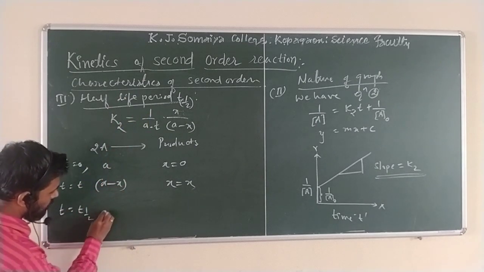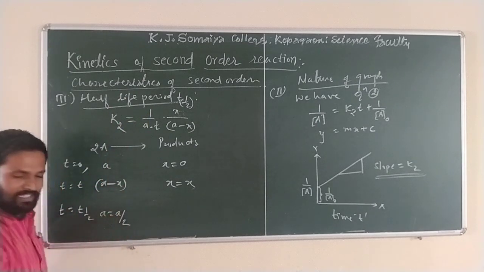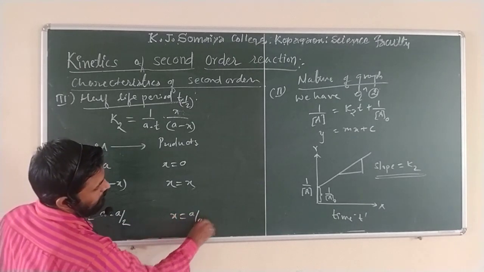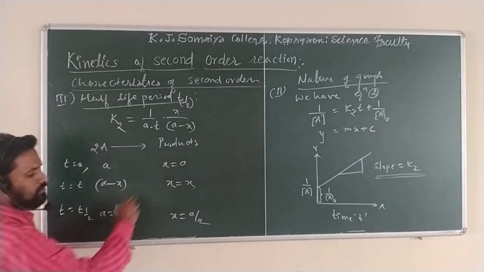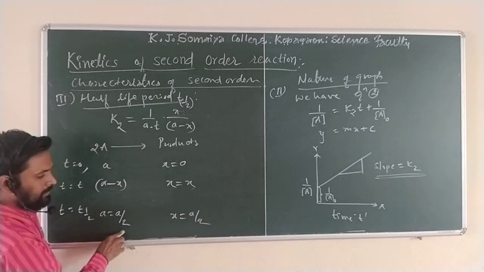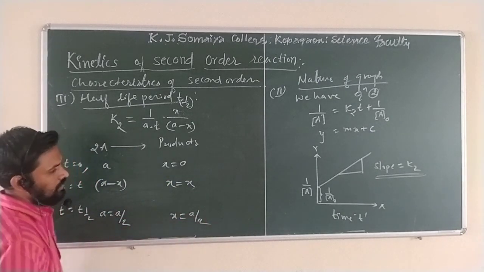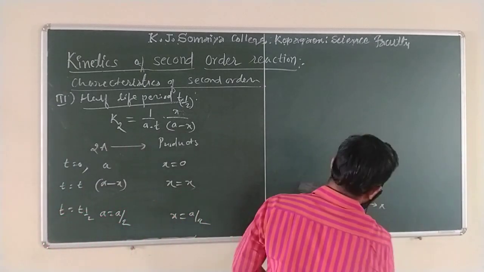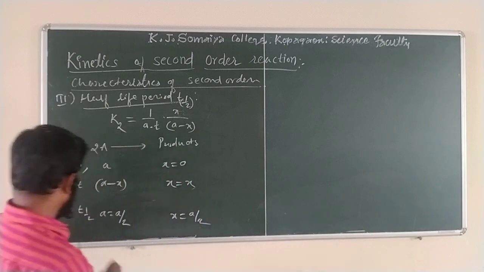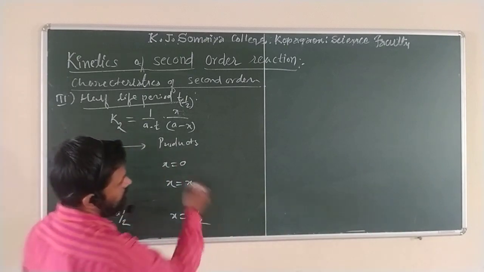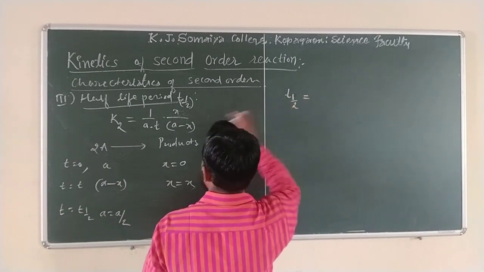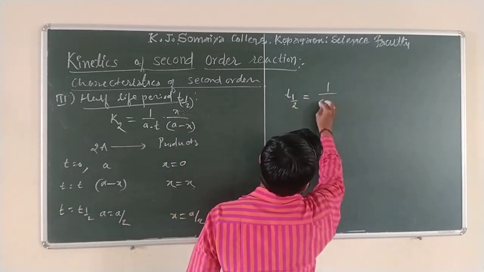Here A equals A by 2. Getting my point? What will happen to x? X also becomes A by 2. Here it is 50, means here also 50. So A equals A by 2, and x is also A by 2. Now we just have to put in the values and you will get the t half value. Now how can t half be calculated? Here I directly write the formula of t half, 1 upon A kt.